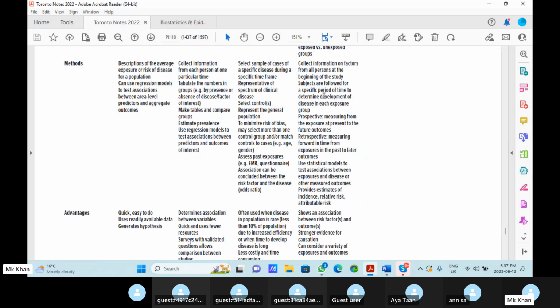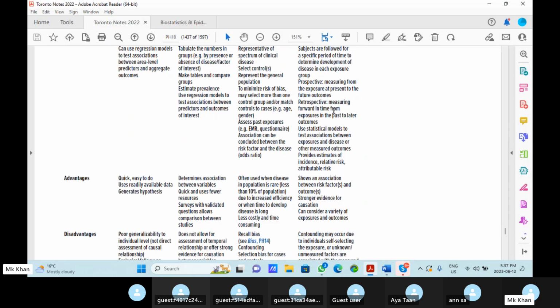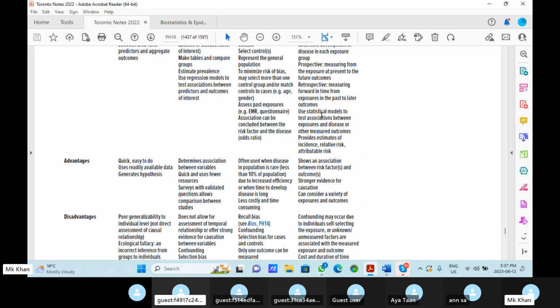Subjects are followed for a specific period of time to determine development of disease. So throughout the time we are following them, and then measuring from exposure at present to the future outcome. So this is the prospective and retrospective that we just checked in the UWorld chart.